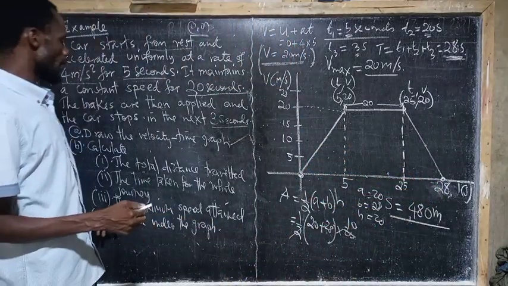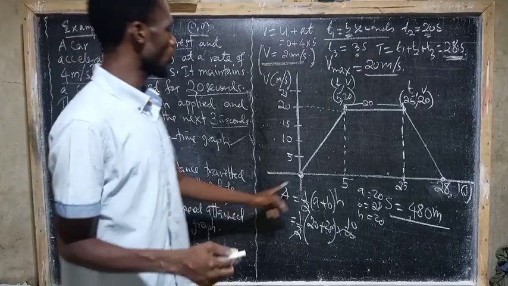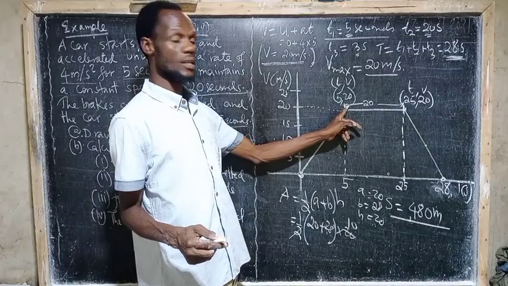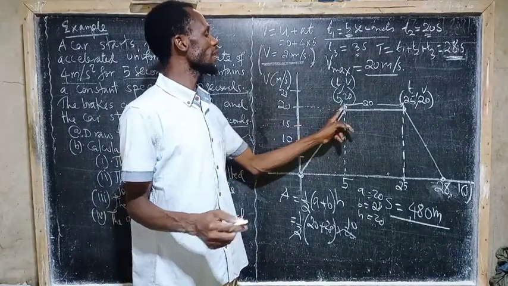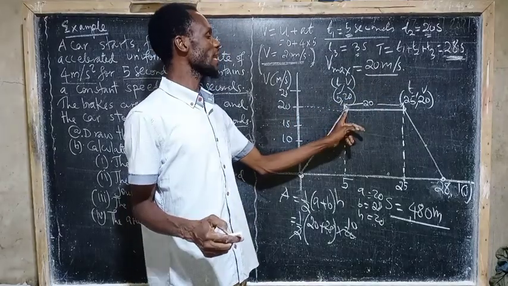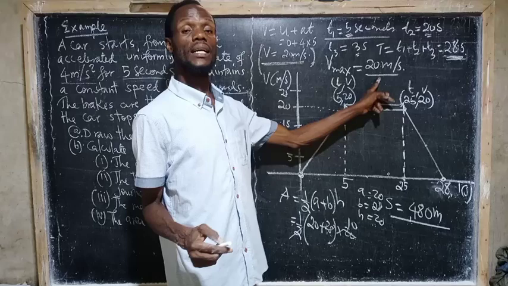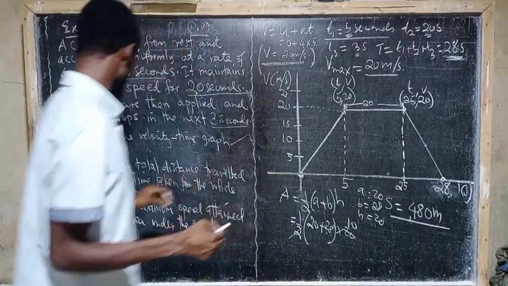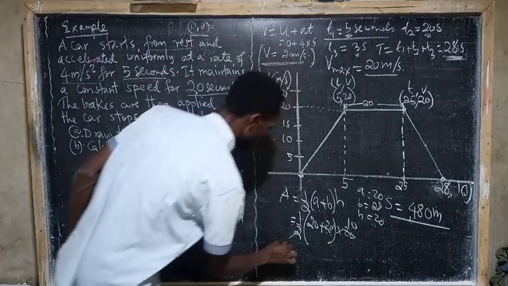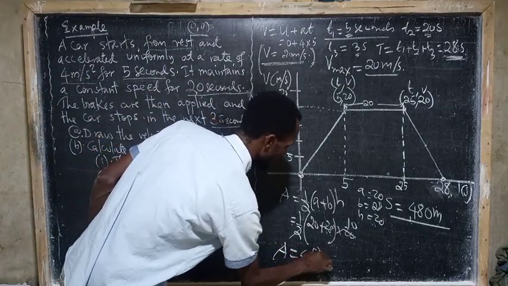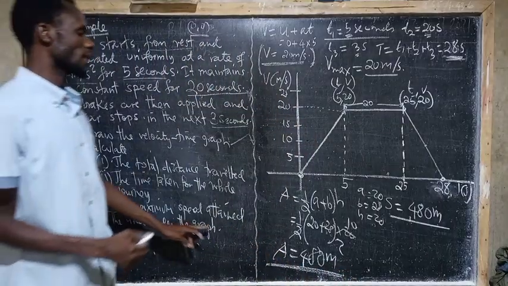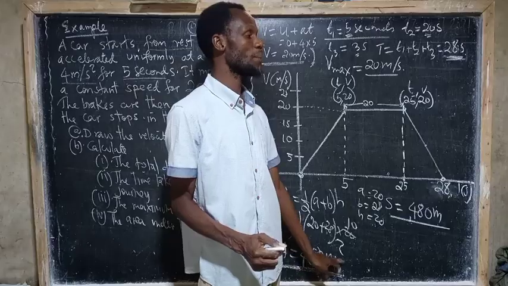Now the other question, the maximum speed attained. When you look at our graph, you find the maximum velocity that was attained was only 20 meters per second. It did not increase beyond that. That is why it is 20 meters per second. But if it went beyond 20 meters per second, we would have got a higher maximum velocity. And the last one is the area under the graph, which we have calculated. The area under the graph is 480 meters squared.